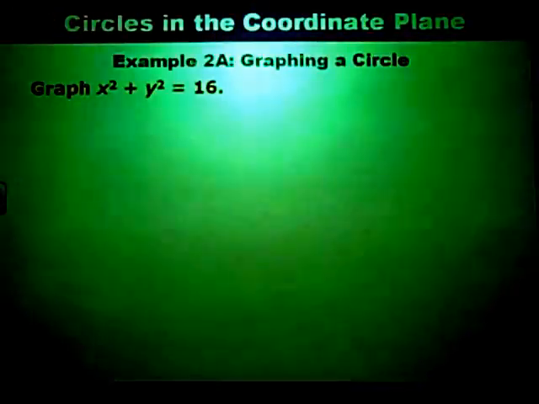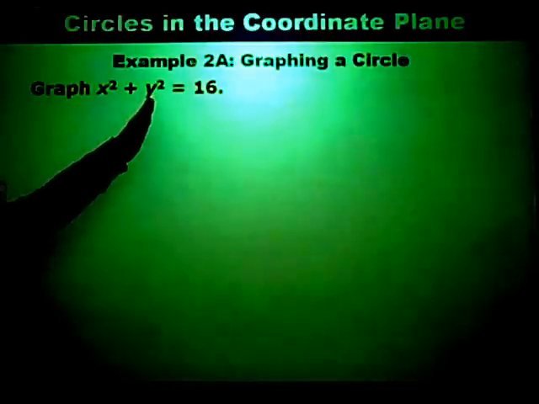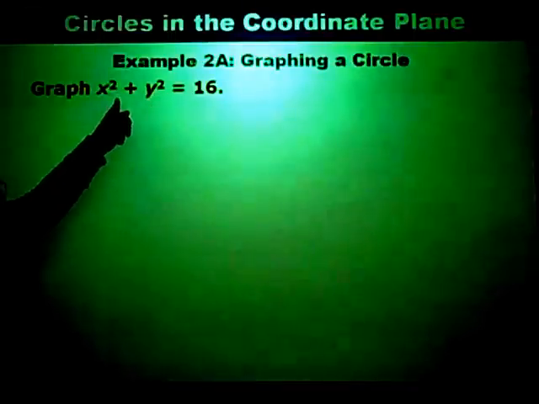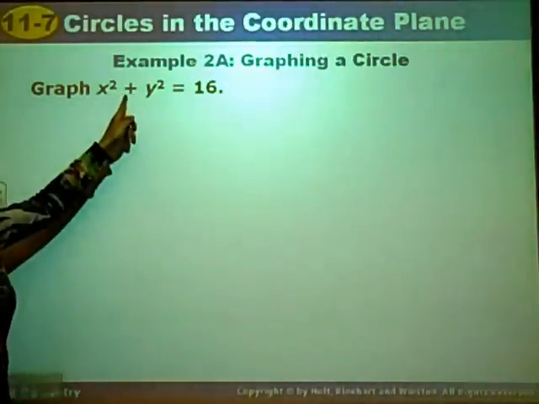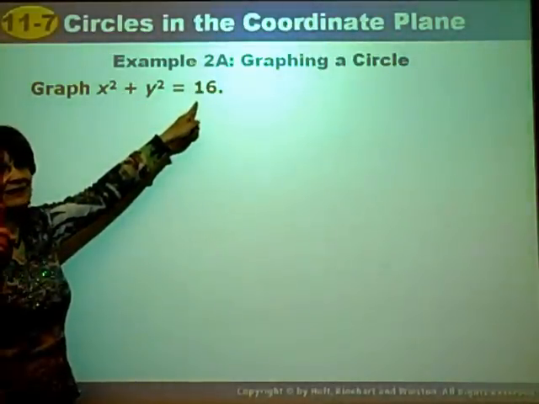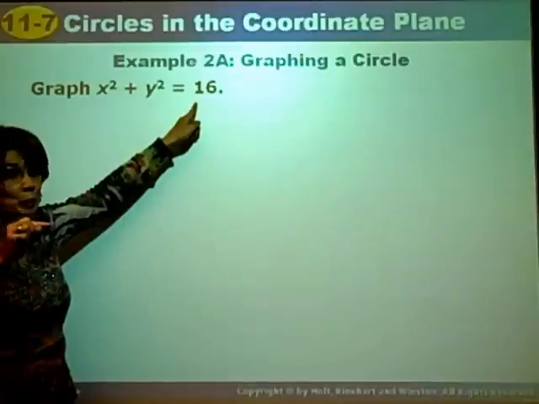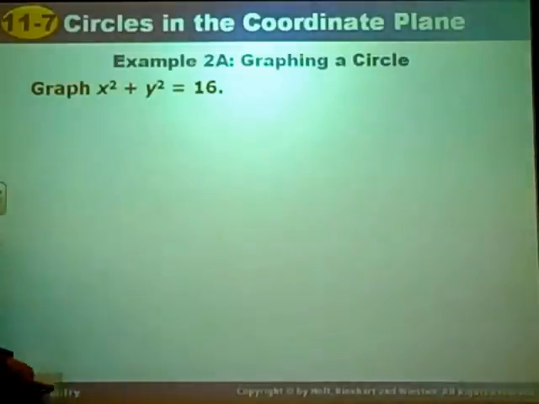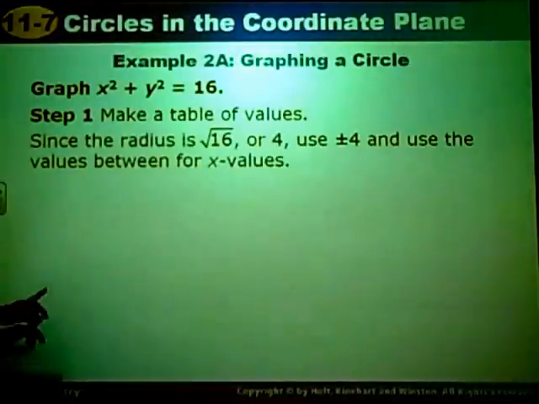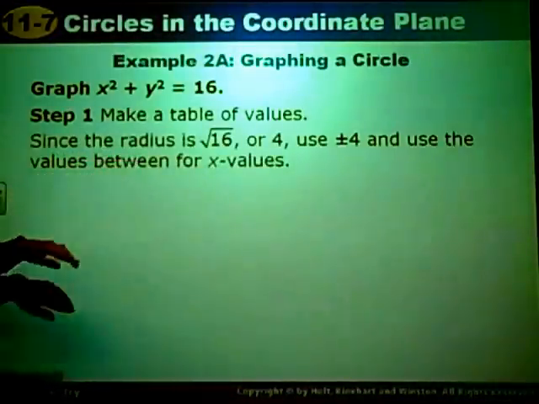We want to graph x squared plus y squared equals 16. Right away, the first thing I would say, there's no h and there's no k. So I know its center must be 0, 0, the origin. And I know the radius is not 16, it's the square root of 16. So it's going to be 4. So we know radius is 4.